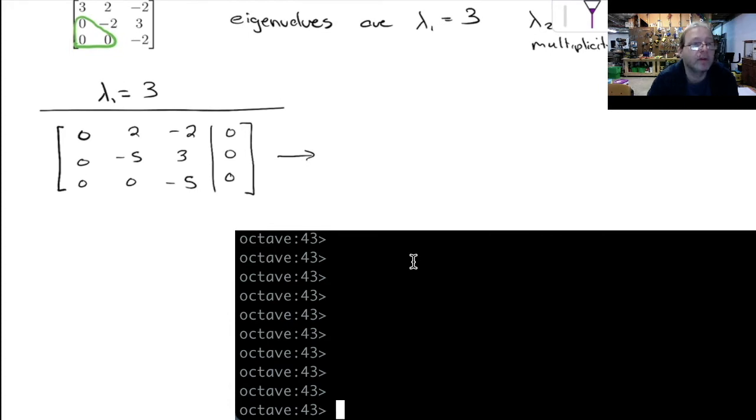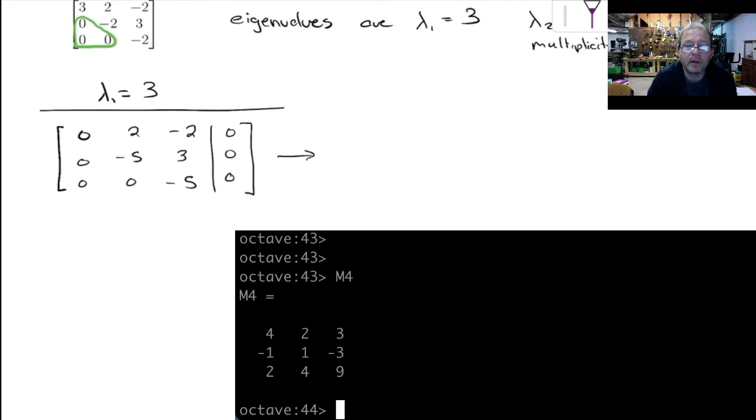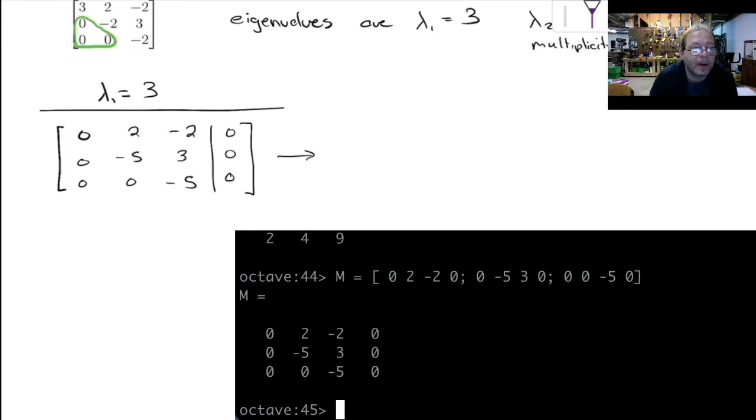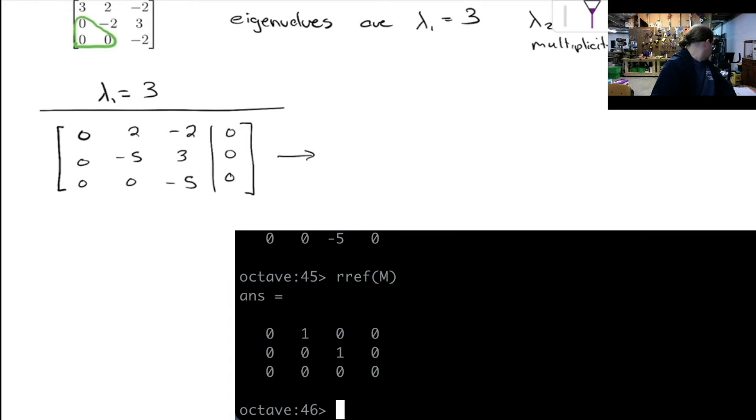Let's put this in. Let's see. I believe I already have this in here. Actually, no I don't. So for, what do we have? 0, 2, -2, 0, 0, -5, 3, 0, 0, 0, -5, 0. All right, that looks right. So when I row reduce it, I get this.